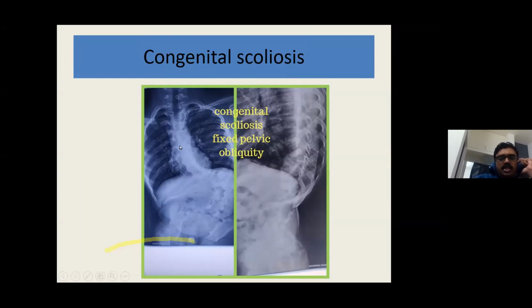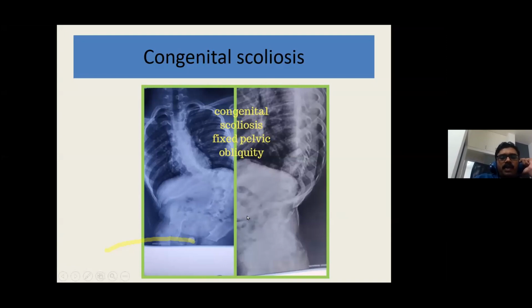Some of the areas in the thoracic region are fused. Here the L4, L5 region is fused, and there is a huge spina bifida also. Added on top of that, there is a fixed pelvic obliquity that you can see from this X-ray. His hips are in, but the pelvic obliquity is fixed.